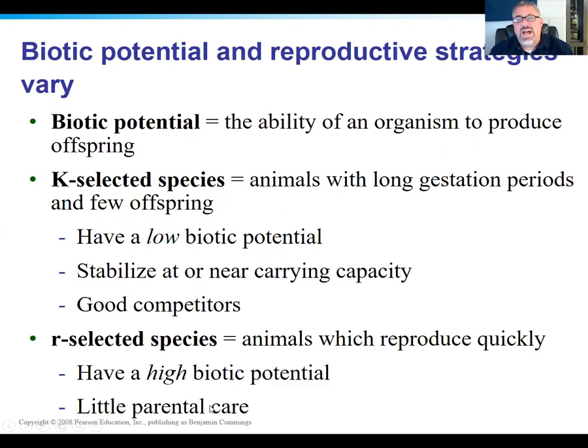Biotic potential. How many births can an organism produce? How many offspring, right? And there's two basic kinds of strategy. There's R and there's K. And the way I remember it is very simple. R means rapid, right? R-selected species. We have a lot of babies very quickly, but because they have so many babies, they don't care for their young. So I think of tadpoles and spiders and mice, organisms that just produce a lot of babies.